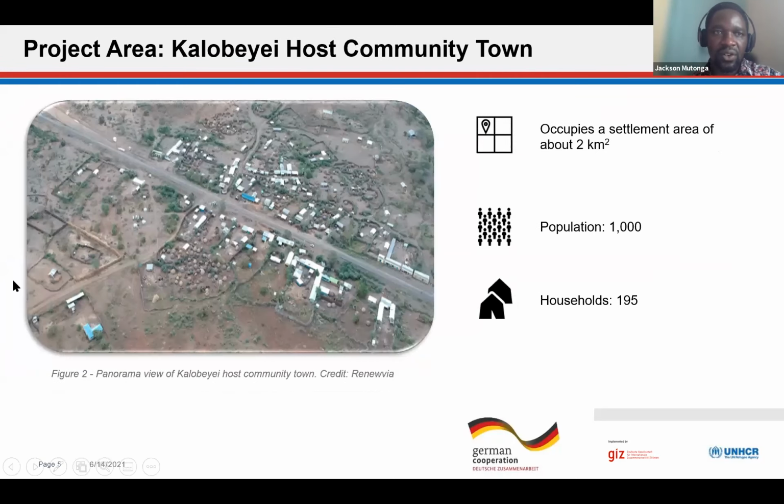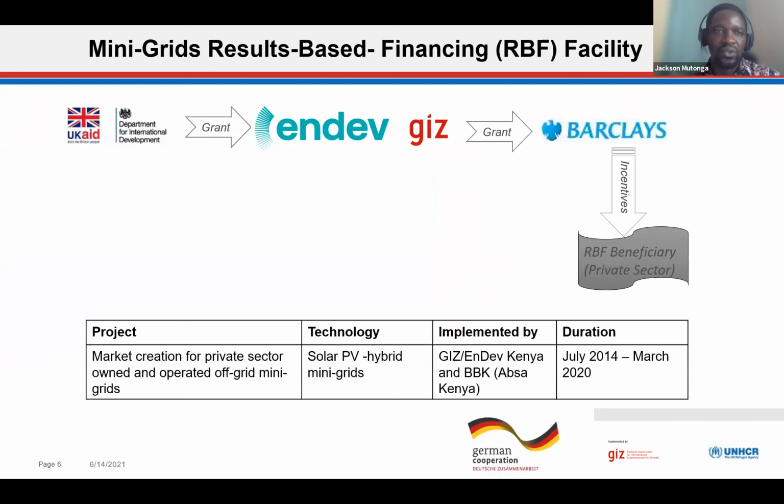Then the host community is not far away. It's around 8 kilometers from the settlement. It's a small town where the host community live, occupying around 2 square kilometers, with the people living in the town around 1,000 of them, with around 195 households.